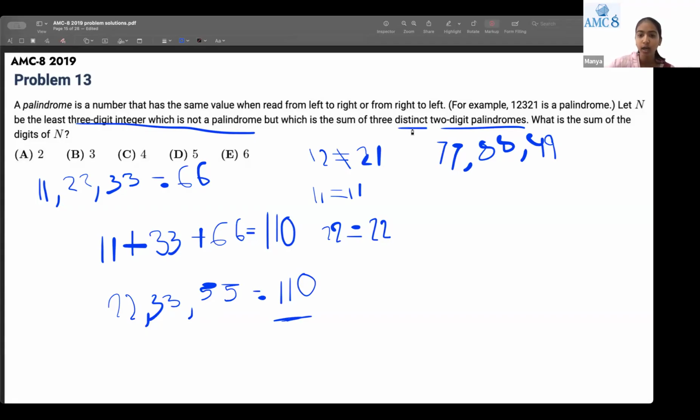Also, the word distinct means that they want three different two-digit palindromes. So they don't want every single number to be the same. And so if we add up the digits of n, n is 110. So 1 plus 1 plus 0 is equal to 2 plus 0, which is equal to 2. And that's how we got our answer choice A.